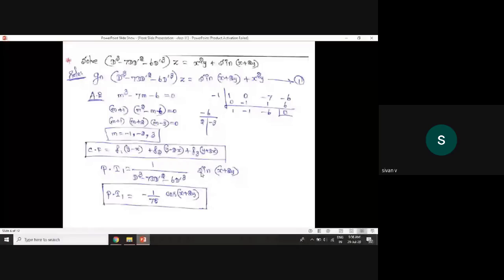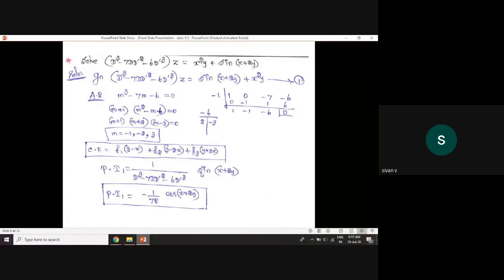Very good. x square y, and sin of x plus 2y. There are two terms. One is algebraic: x square y is algebraic. Sin of x plus 2y is trigonometric. So for PI1, first you have to complete the trigonometric part, then go to the algebraic.